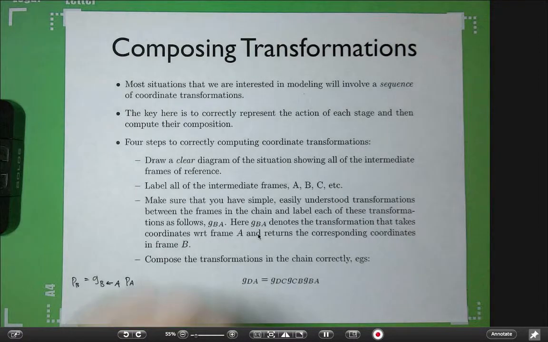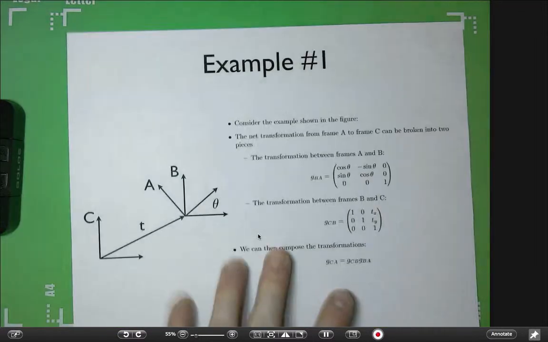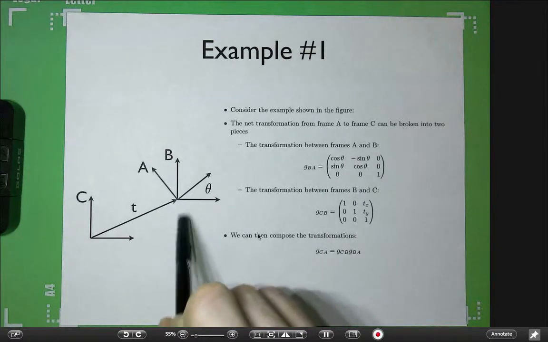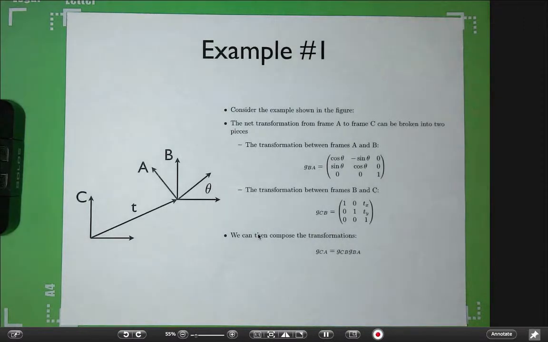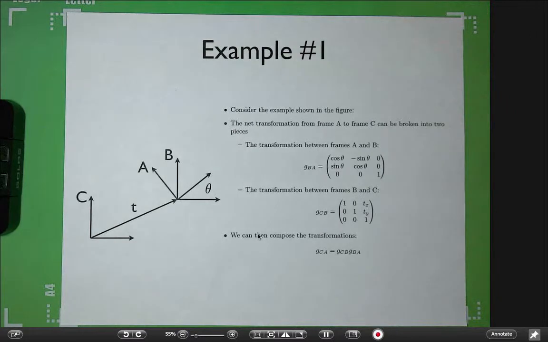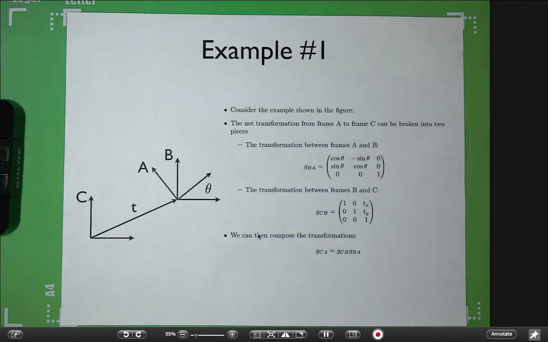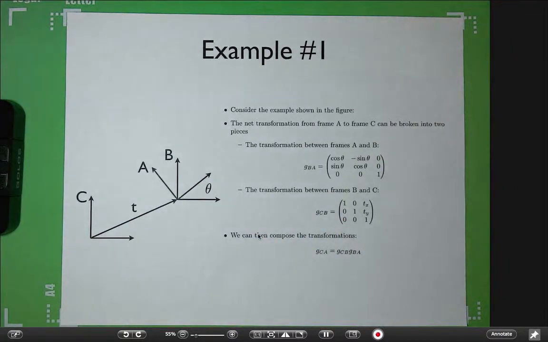Okay, so let's look at an example. Here is a very simple one. So let's see what's going on here. We have three frames here, three coordinate systems, A, B, and C. There is some point which originally starts in coordinates with respect to A, so that's where we can measure it. For example, that could be our camera or something. That's where we measure the coordinates originally, in the frame A.